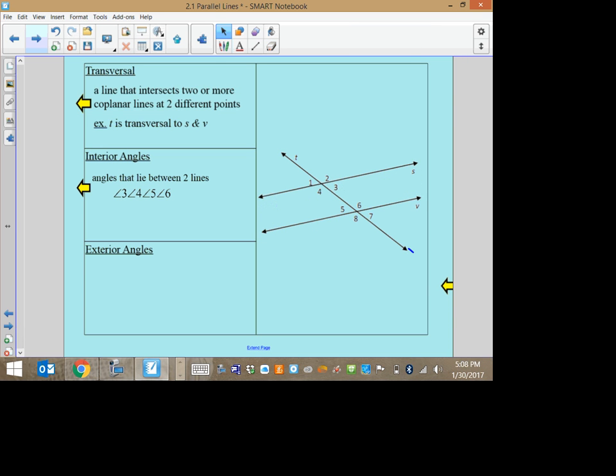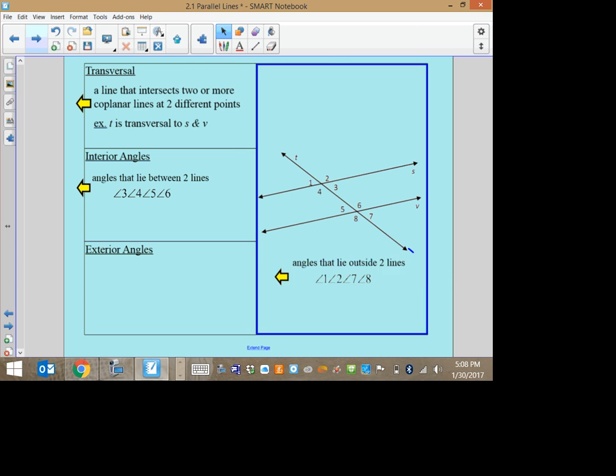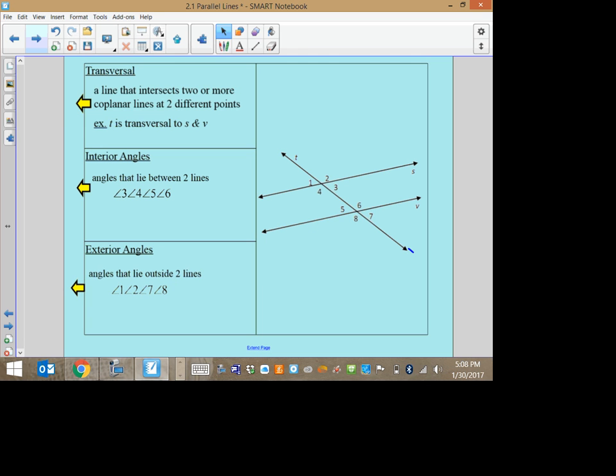And then exterior angles are angles that lie outside of the two lines. So that would be away from the two lines. So exterior would be angles 1, 2, 8, and 7. Again, just to recap, we have the interior, and then we have the exterior. Think of being on the road or in the grass.